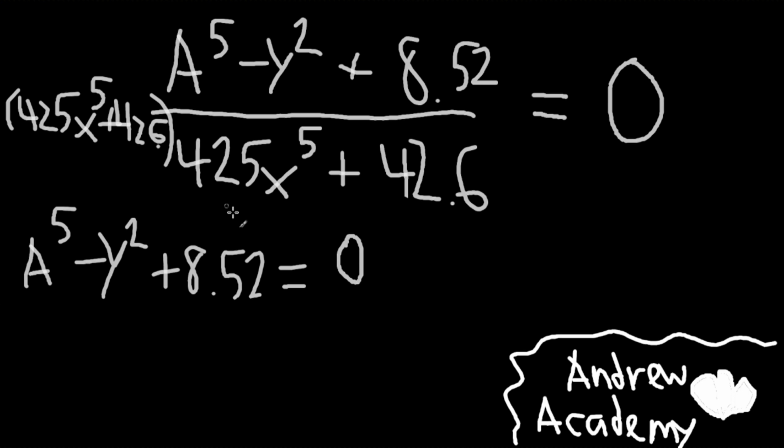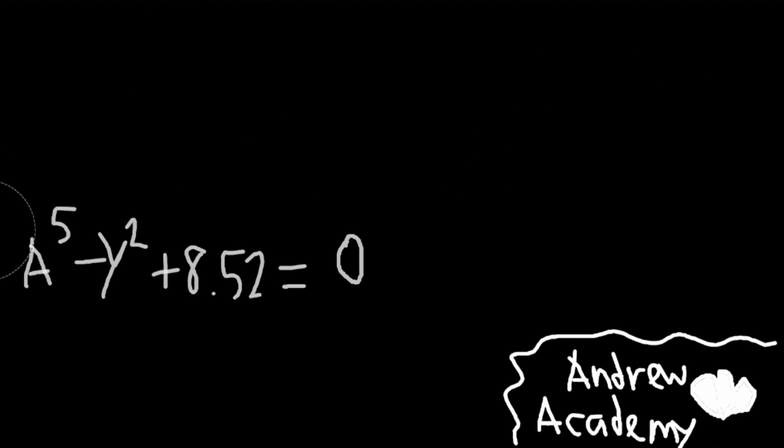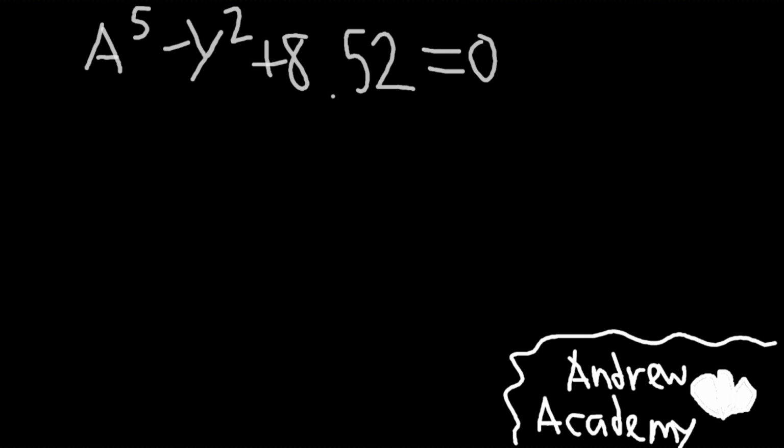Now, as you can see, this is a huge leap. We're getting really close. So let me just erase this up here. Hope you're following along at home. If not, do. And so let's just rewrite our equation up here. A to the power 5 minus y squared plus 8.52 equals 0.